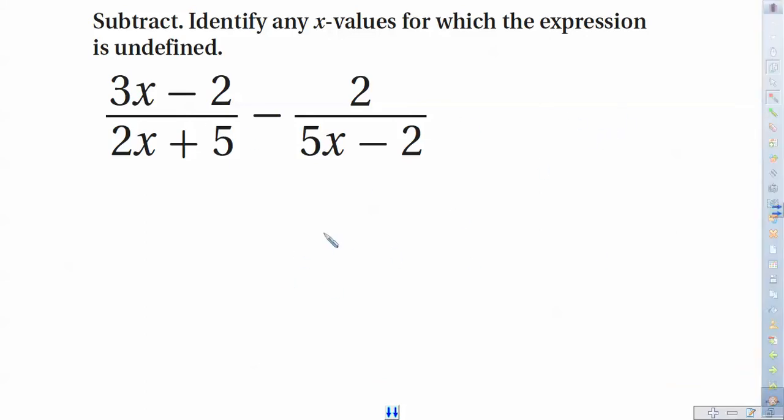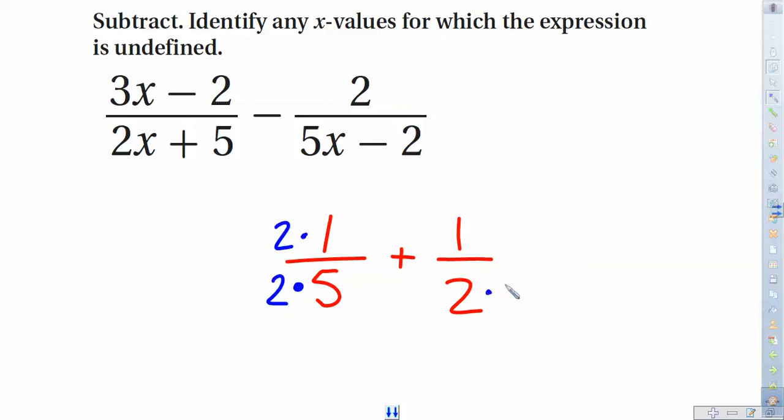Take a look at this problem. What if I wanted you guys to take 1/5 and add 1/2? What's the common denominator? It's 10, right? And how do we get 10? Couldn't we take this and multiply by 2, and take this one and multiply it by 5? In other words, all we really did is take whatever the other denominator was and multiply it on the other fraction, right? So let's go ahead and do the same thing here with this one.